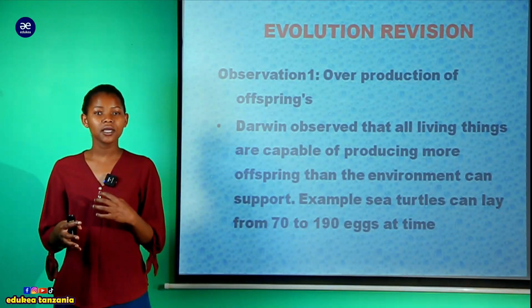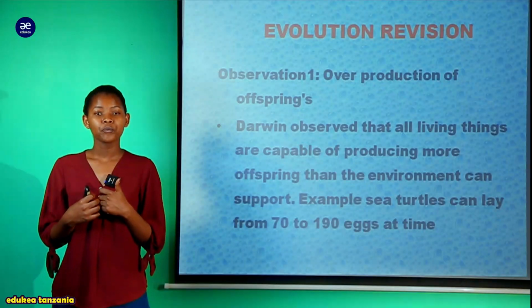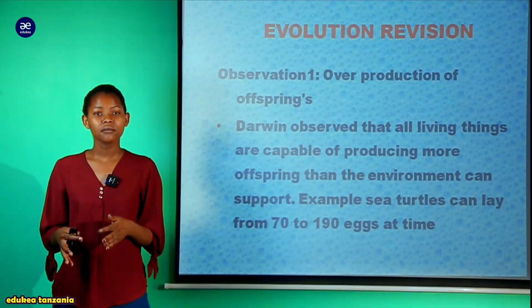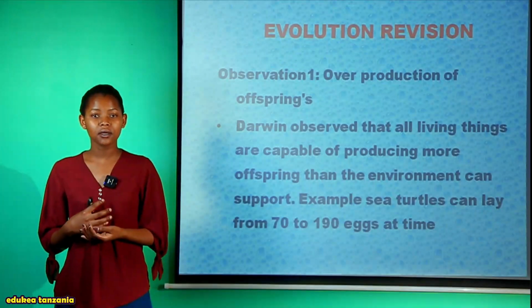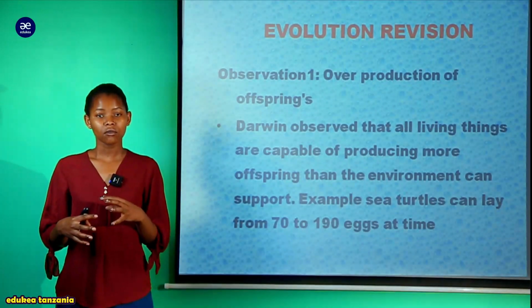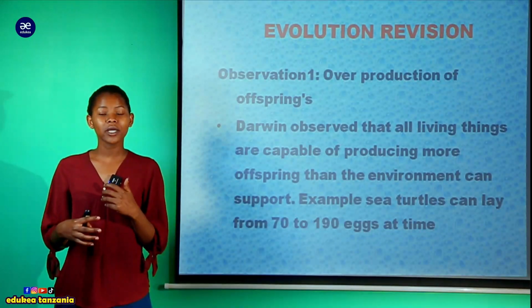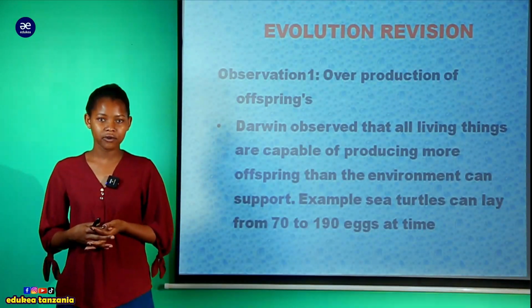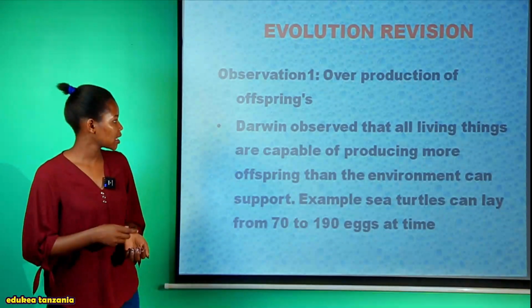Water turtles, they lay lots of eggs, thousands of eggs, and those eggs zinakuwa hatched at the same time. After then, those offsprings wana spread throughout the aquatic environment, ambako hapo tunaenda kuona kwamba the production of offspring inakuwa ina exceed the carrying capacity of the environment. That is what Darwin observed at the first time.